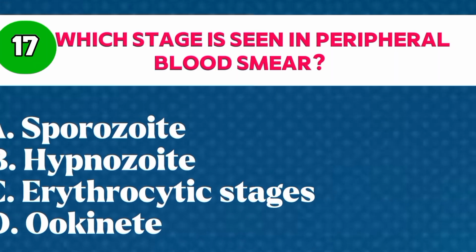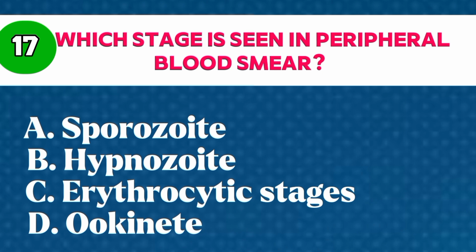17. Which stage is seen in peripheral blood smear? A. Sporozoite, B. Hypnozoite, C. Erythrocytic stages, D. Eukaryote. The answer is C. Erythrocytic stages.